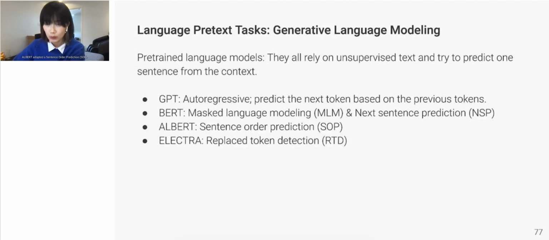ALBERT adopted sentence order prediction, SOP, as its additional self-supervised loss, where in SOP, a positive sample is a pair of two consecutive segments from the same document. A negative sample is the same as above, but with the segment order switched. ELECTRA introduced a new pretext task called replaced token detection, RTD, where random tokens are replaced and considered corrupted. In parallel, a simple binary discriminator is trained together with the generative language model to predict whether each token has been replaced.